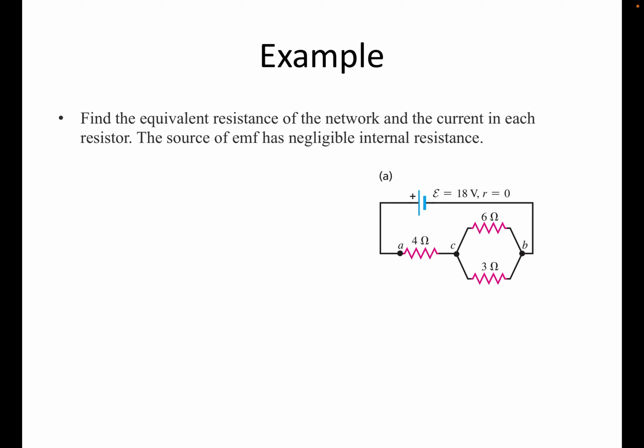Let's try to do a simple example. We want to find the equivalent resistance of the network and the current in each resistor. The EMF is 18 volts with negligible internal resistance. So first we calculate what's the equivalent resistance of 6 and 3 in parallel.